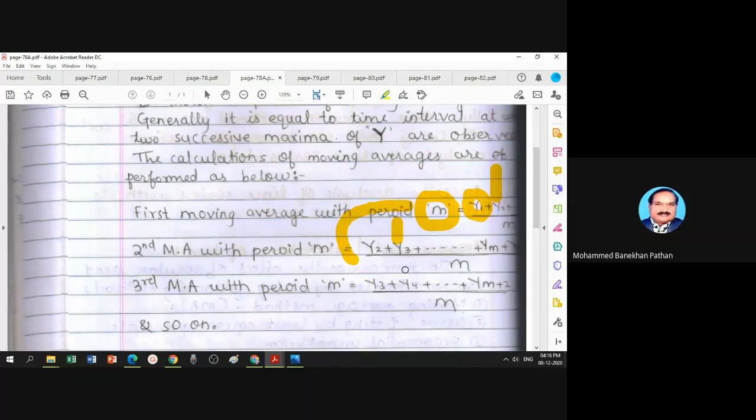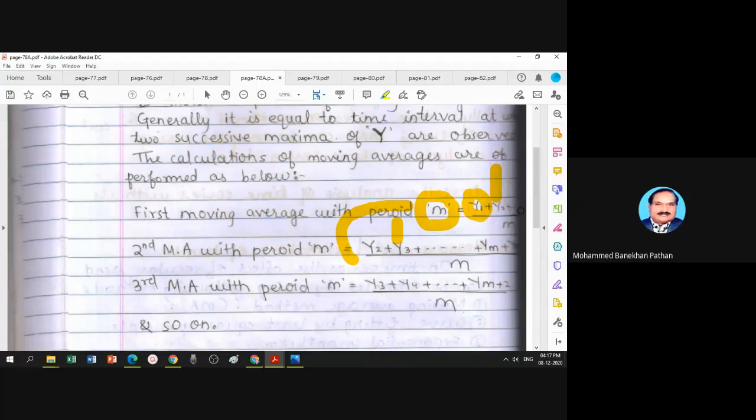That means if m equals 3, you will not get a moving average answer for the first value of the data and the last value of the data, because the method suggests that the moving average you calculate should be written in front of the center of the group. My group number 1 is y1, y2, y3.